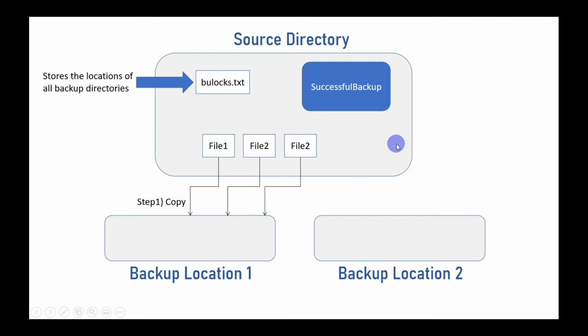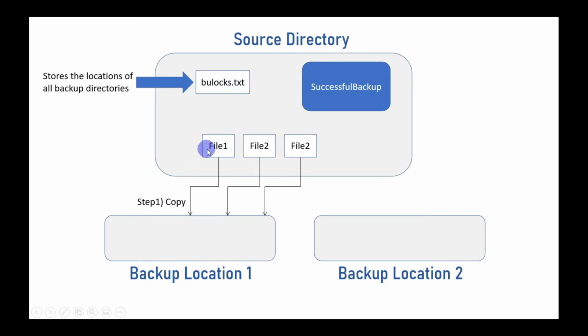So the working principle is that we have a source directory which contains the files for backup. Whenever the program runs, it makes two changes. First, it creates a bullocks.txt file and then it creates a successful backup directory. The bullocks.txt is an abbreviation for backup locations.txt. This stores the location specified by the user for backup.